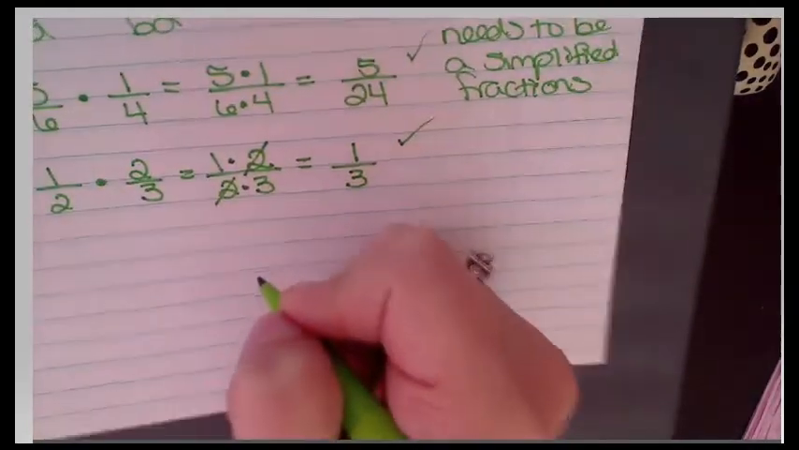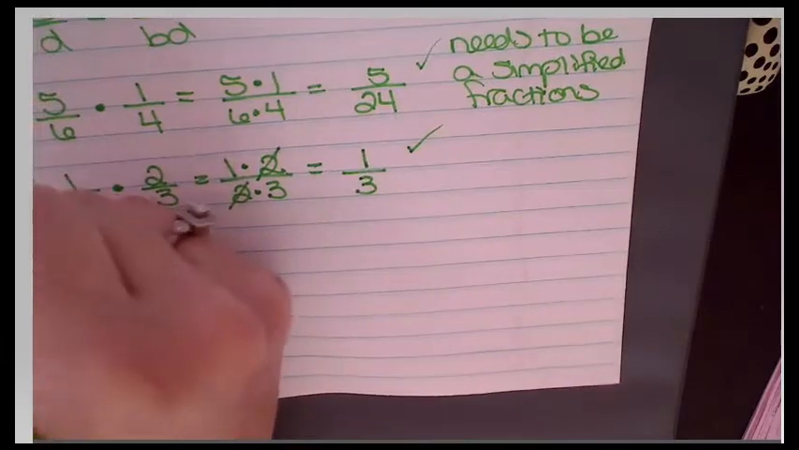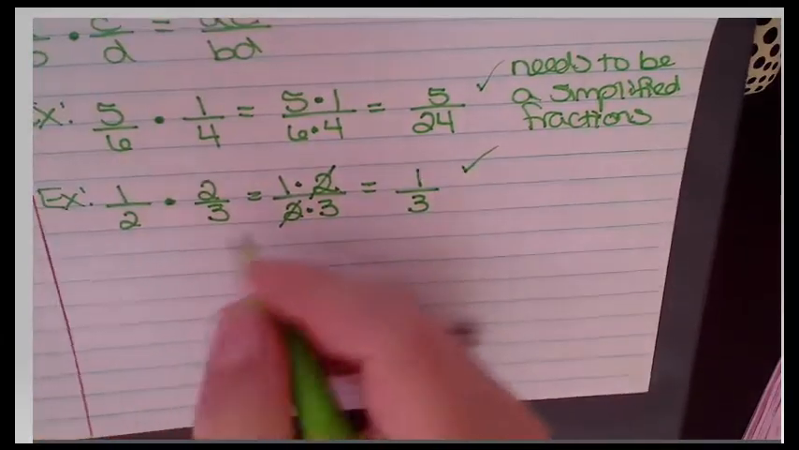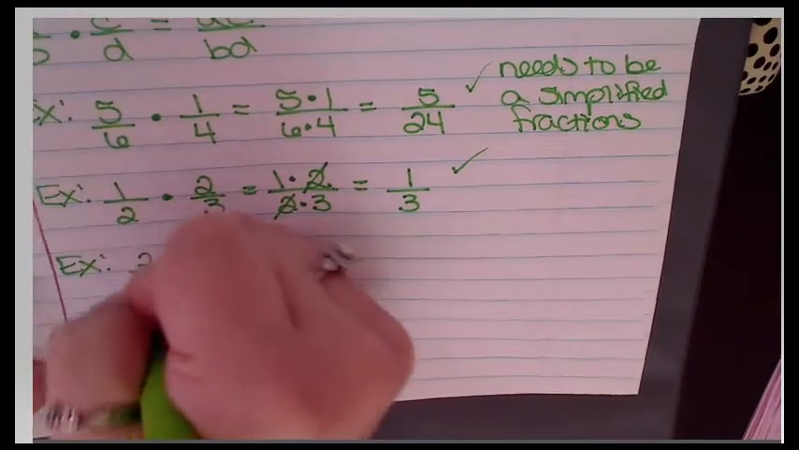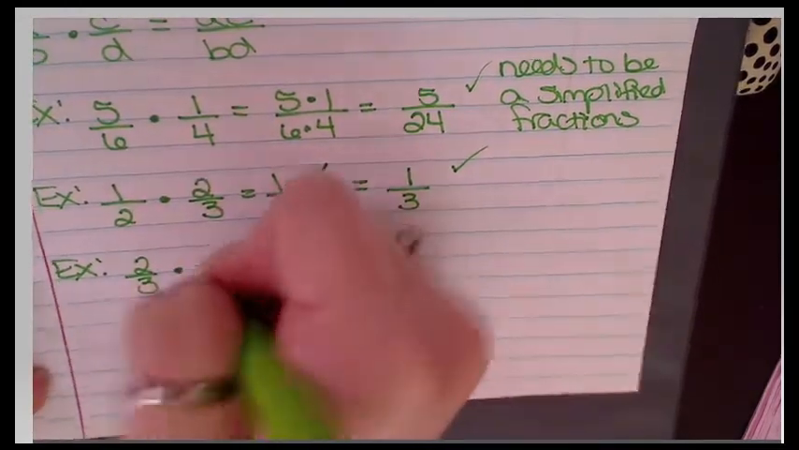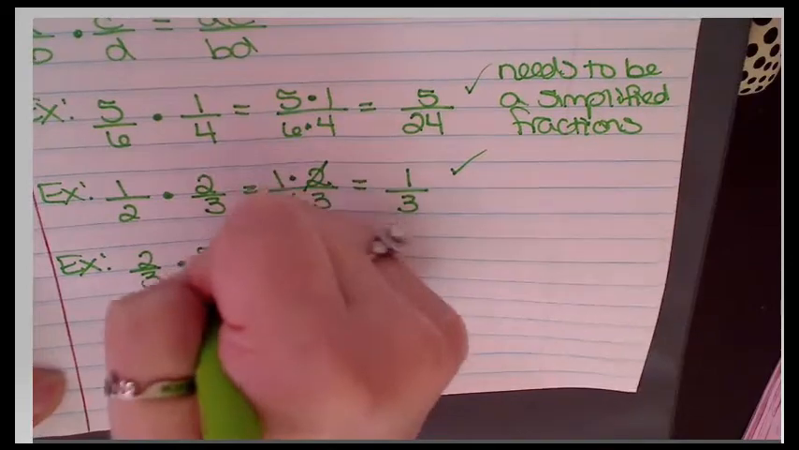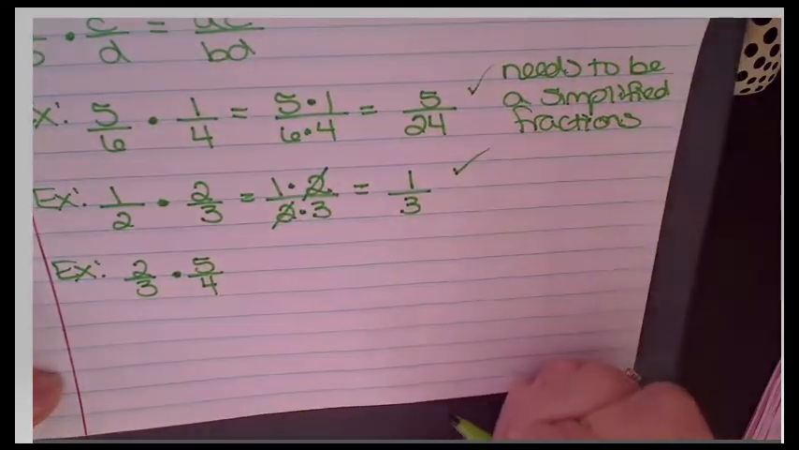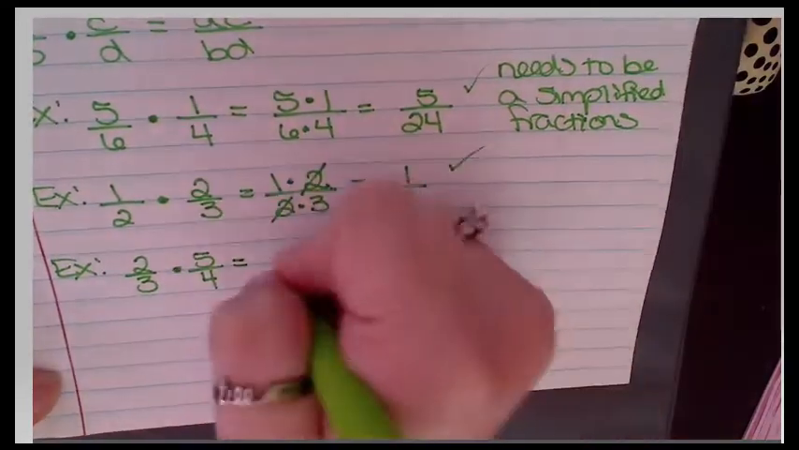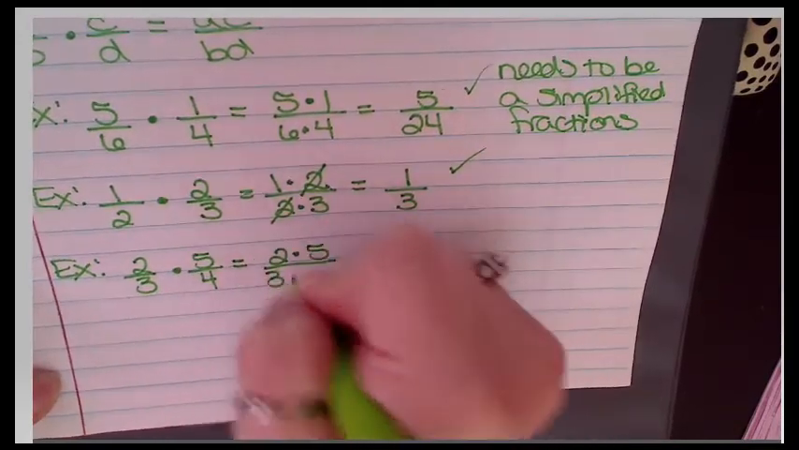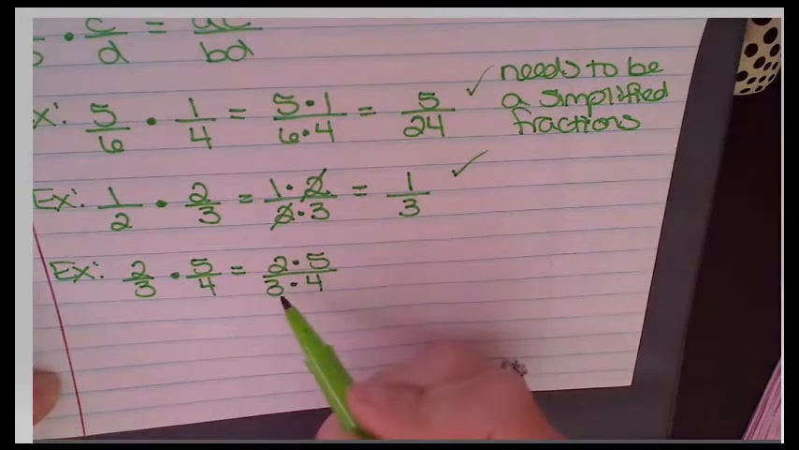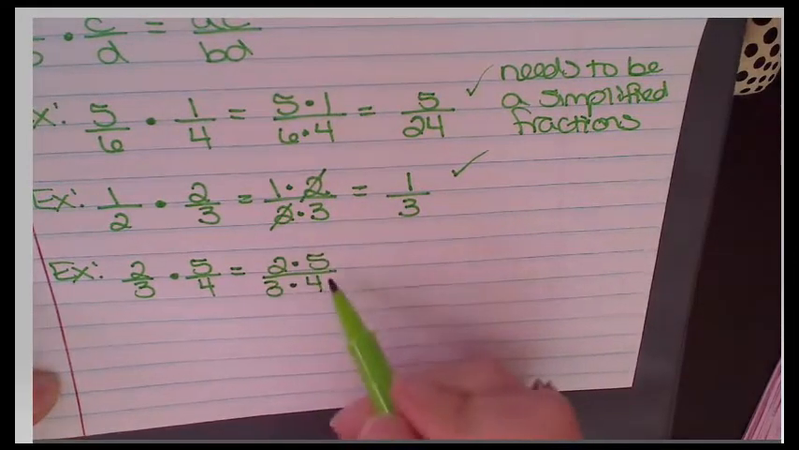What if it's not quite that obvious, though? Let's do one more example. Let's do 2 over 3 times 5 over 4. Okay, so we have 2 times 5 over 3 times 4. Now if we're just looking at numbers, 2, 3, 4, 5, none of those are the same number.